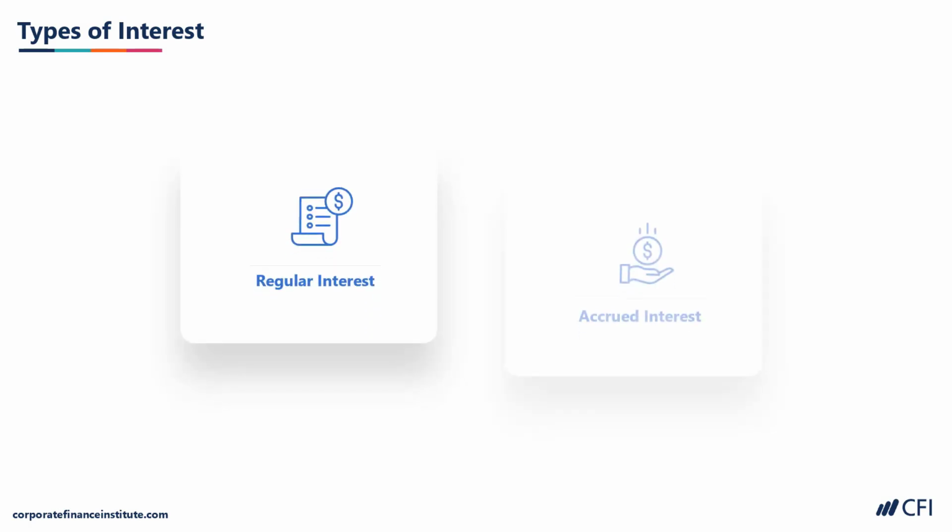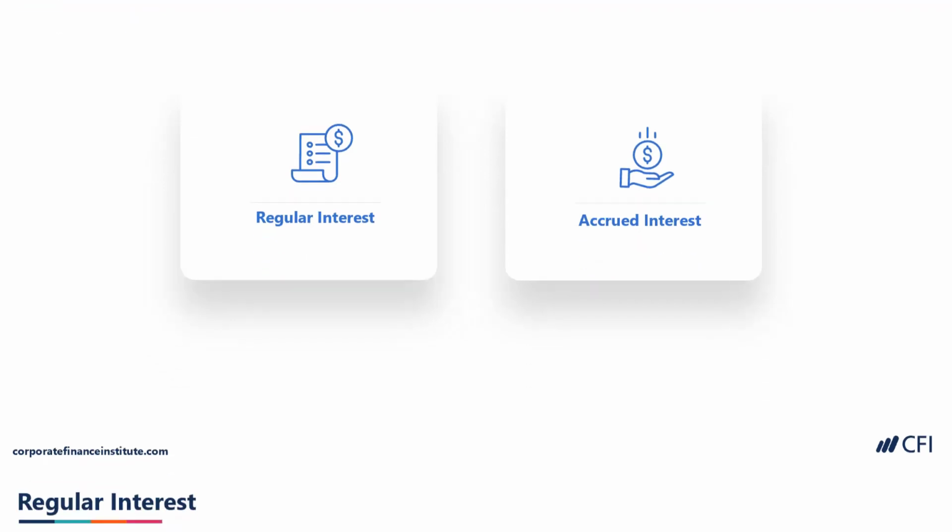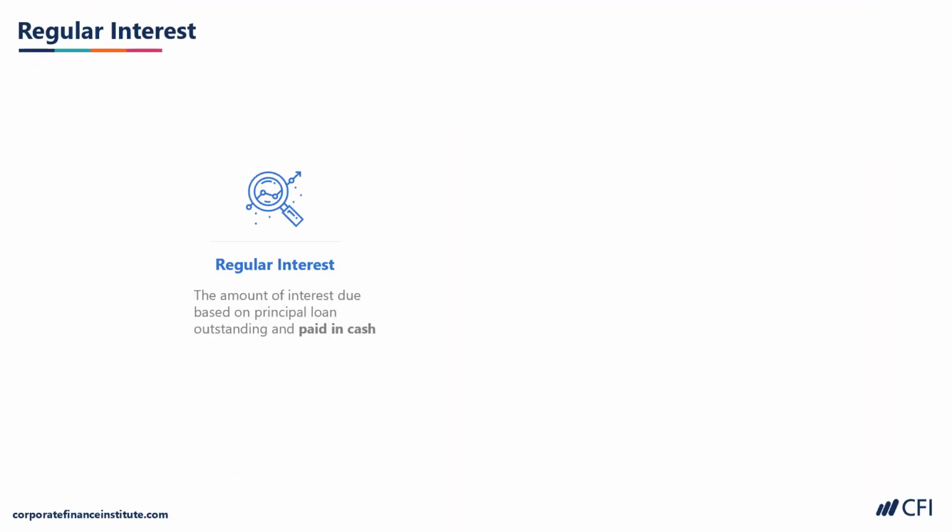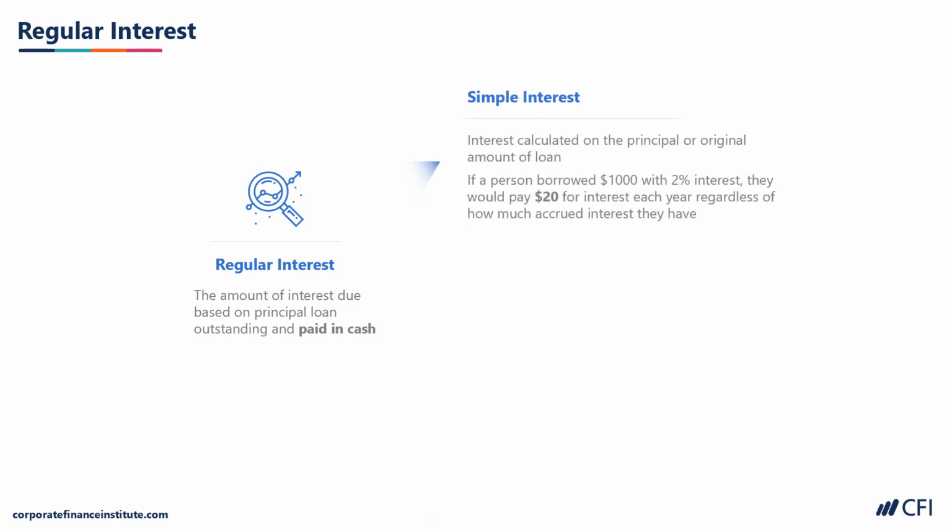There are two types of interest, regular interest and accrued interest. Let's explore each of these in more detail. With regular interest, it's simply the amount that's due based on the principal of the loan that's actually paid in cash from the borrower to the lender. That can be further broken down into two types of regular interest.